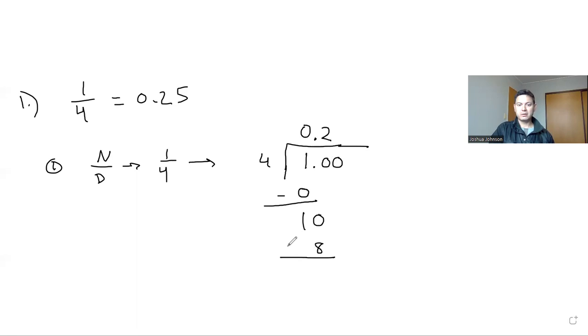Then again, we subtract. Basically, this long division is just a few steps, maybe 3, 4, or 5 steps, that it just repeats until we get an answer. Again, 10 minus 8 is 2. Now we bring down the next 0, keeping that nice and vertically aligned.